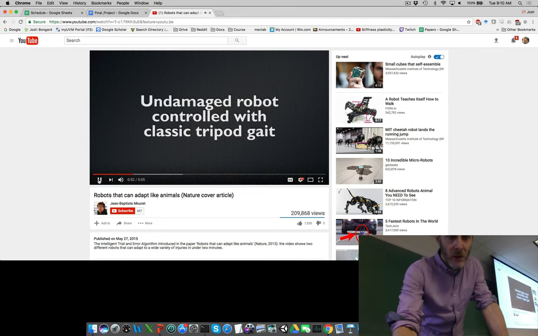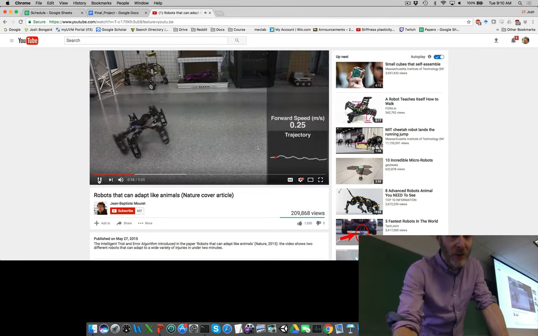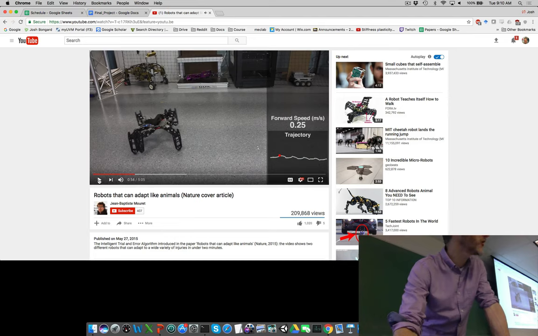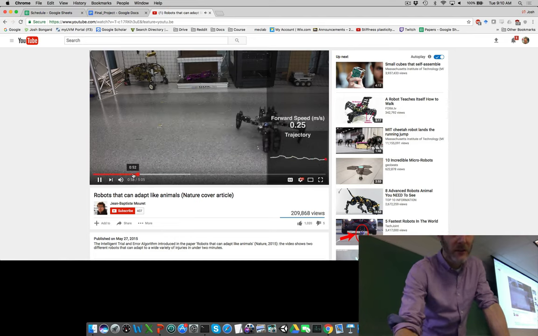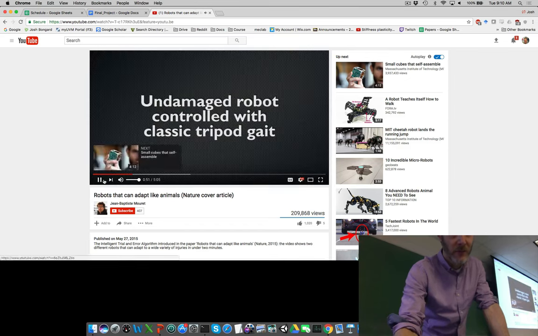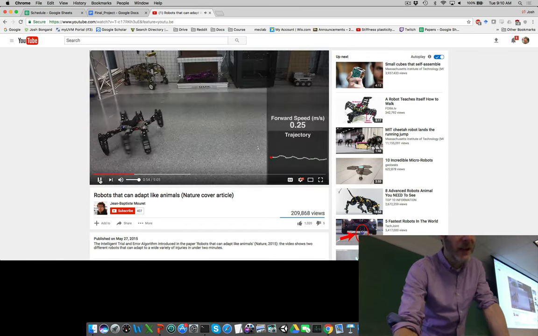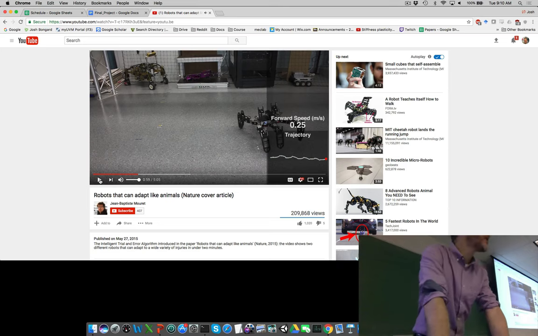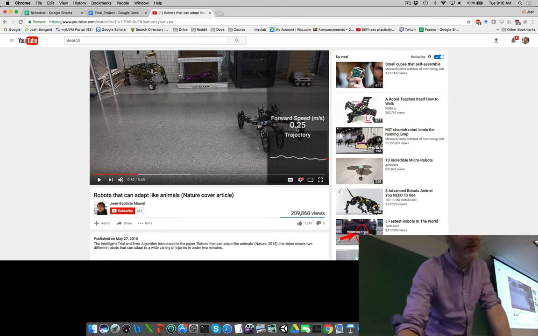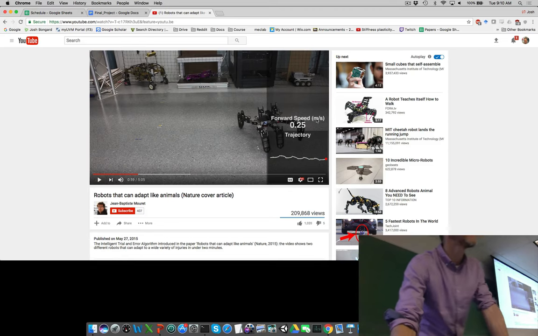Okay, so let's have a look at the undamaged robot first. This is with a handmade controller. This is the classic tripod gait. I'll play it again for you. You'll notice that three legs move together and they move in anti-phase to the other three legs. So that's sort of, at least as far as they know by hand designing a controller, about as good as this hexapod can do, which is traveling at 0.25 meters per second, right?